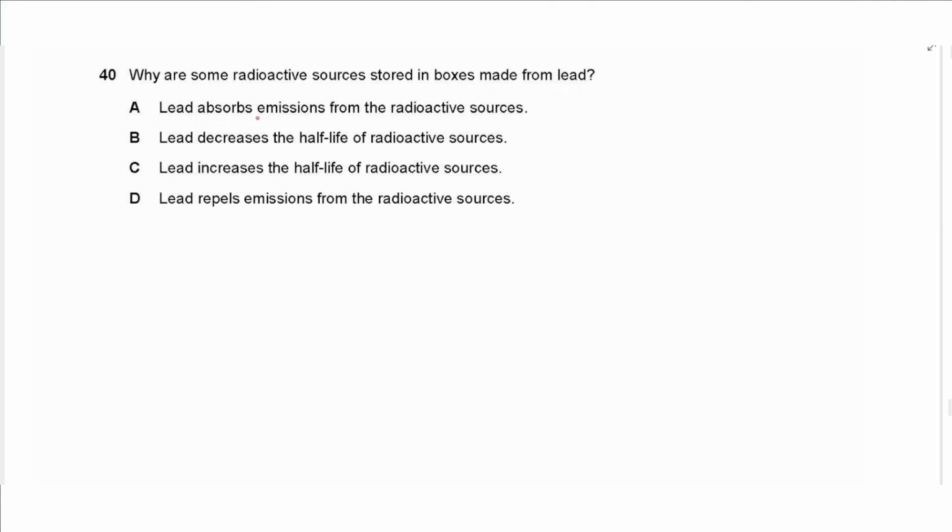Is it because lead absorbs emissions from the radioactive sources? Yes. Lead decreases the half-life. Nothing decreases the half-life. Lead increases the half-life. Again, no change to the half-life. Lead repels emissions. No, there is no charge in the lead atoms themselves. They are neutral. So the answer is A.